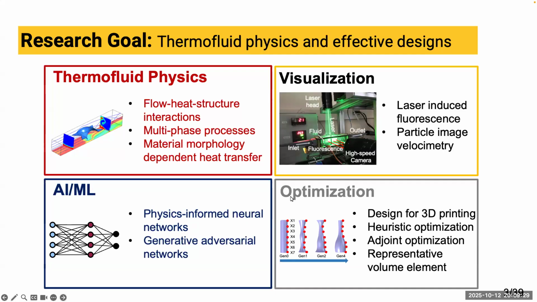And finally, for the application side, when we apply our model and our understanding to optimize the system geometry, we employ a couple of design methodologies such as design for 3D printing, heuristic and adjoint optimization, and representative volume element.